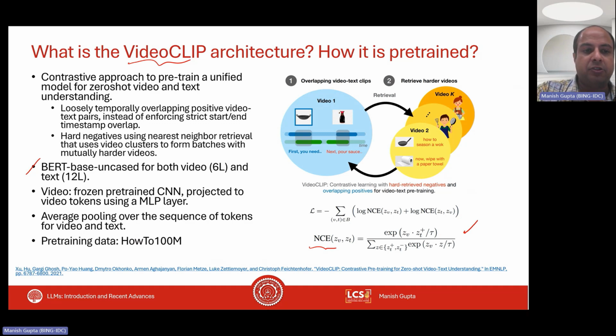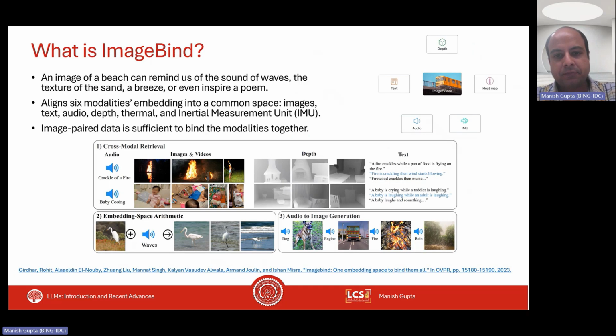The way they did that was to use a frozen pre-trained CNN to encode the image frames, and then they projected those video tokens to the size, dimensionality and space that BERT-base desires by training an MLP projection layer. So that's that. They pre-trained on the HowTo100M dataset, and that's how they pre-trained VideoCLIP.